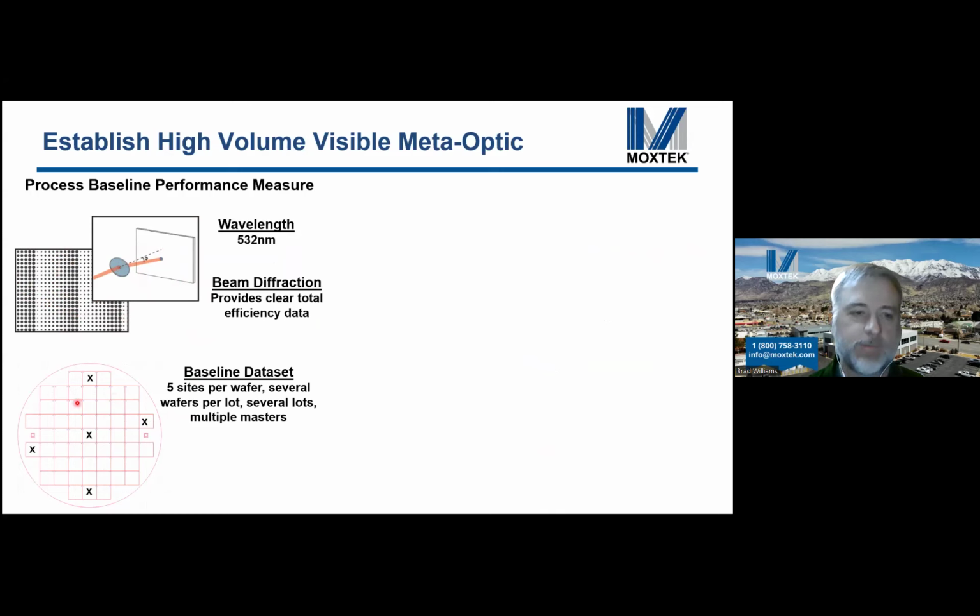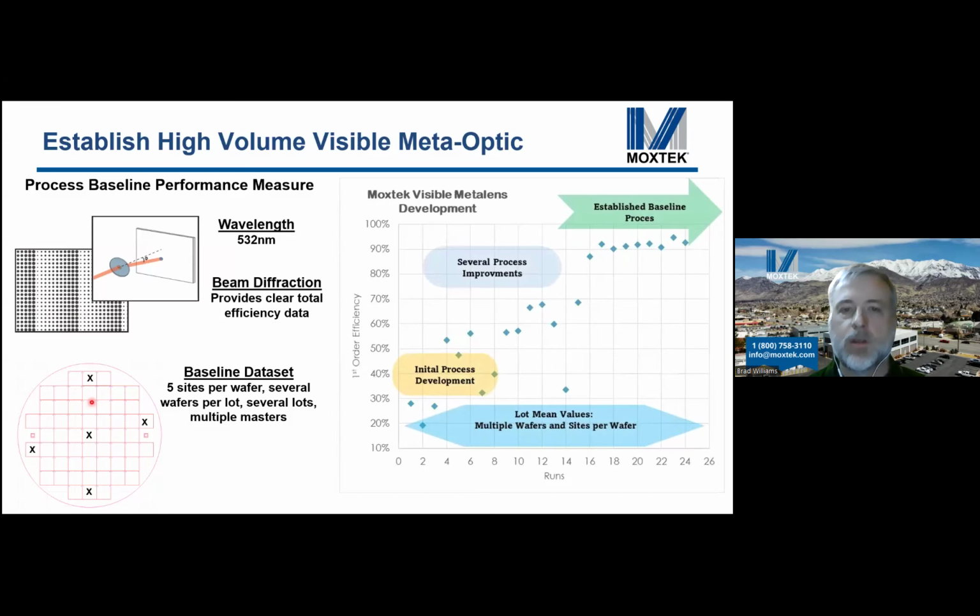And we typically used a 5-site map across an 8-inch wafer, 5 sites per wafer, several wafers per lot, several lots, multiple masters even. And over some number of learning cycles, we were able to improve our efficiency up to about a 90% baseline. So you can see early on, we're trying to figure out what's going on, and we did some improvements. We were able to get it up here running around 90%, which is pretty good for meta lenses.